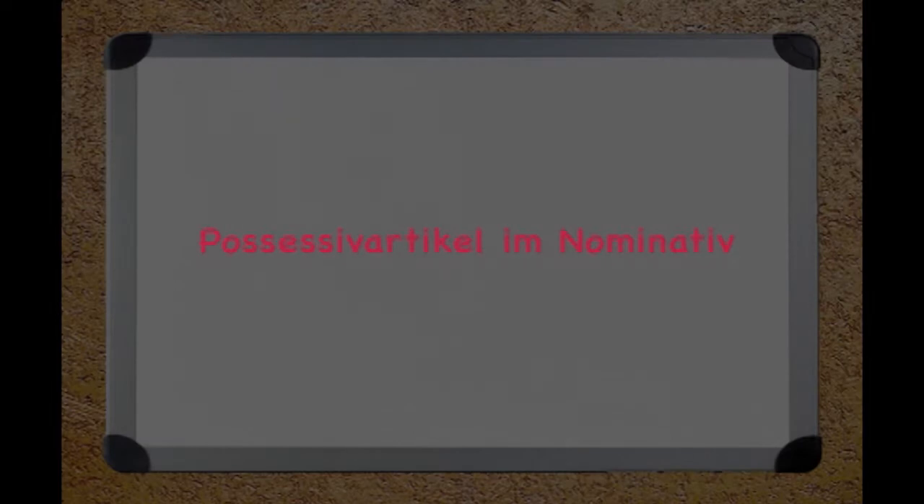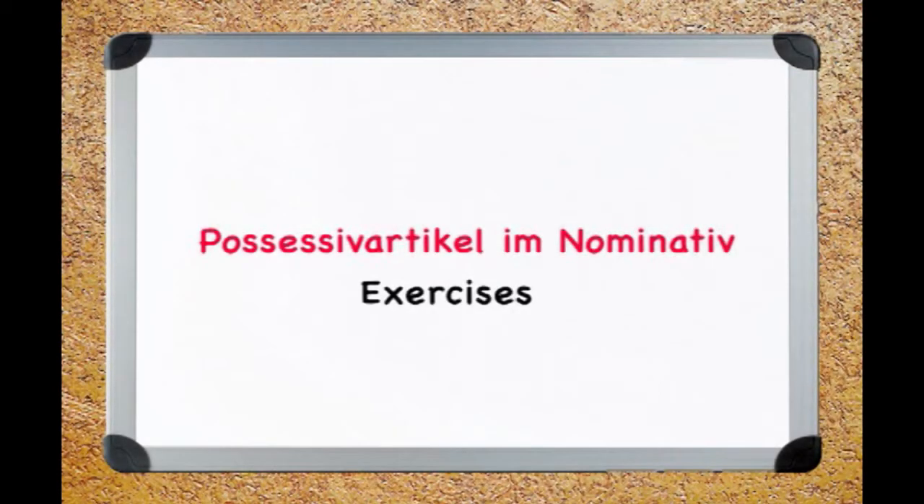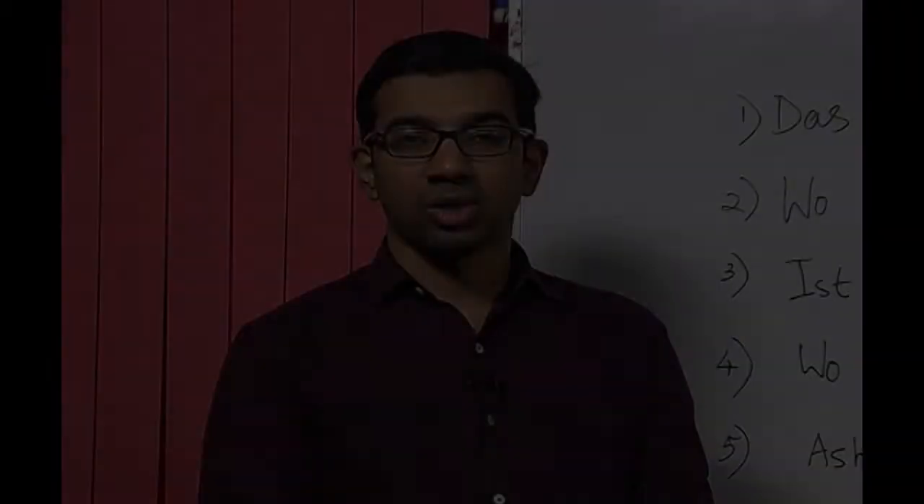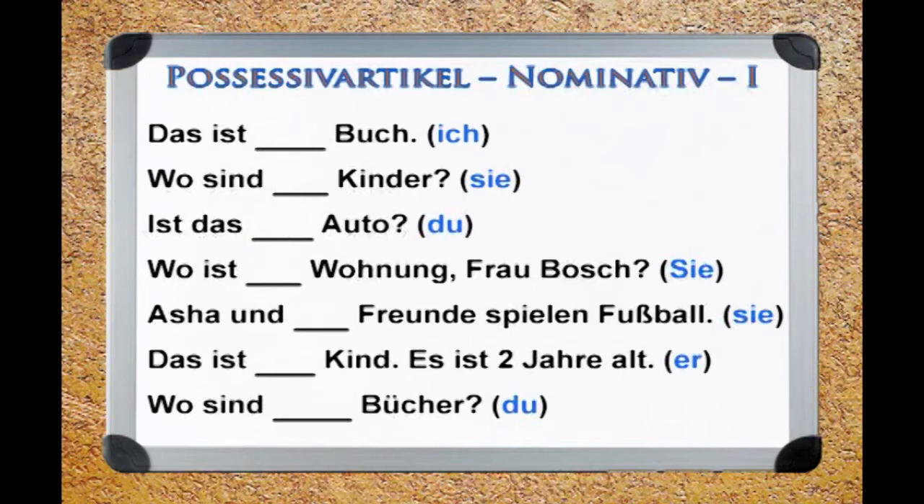Now, let us look at some examples with sentences where we can learn these concepts and understand them in a much better manner. Now, let us do some exercises where we can learn the concept of possessive article in nominative in a much better manner. Now, here we have the sentence Das ist, and in bracket I have written the pronoun ich.